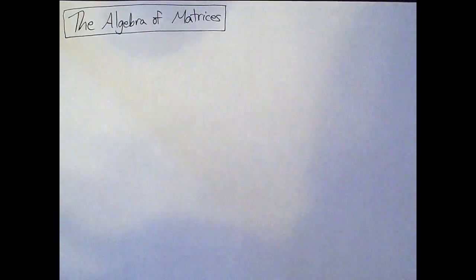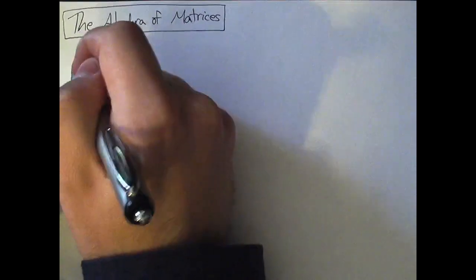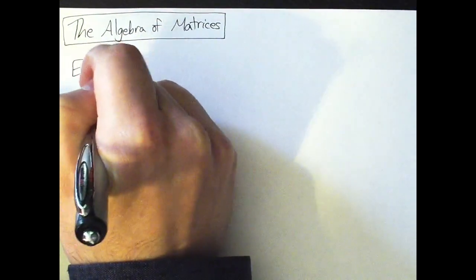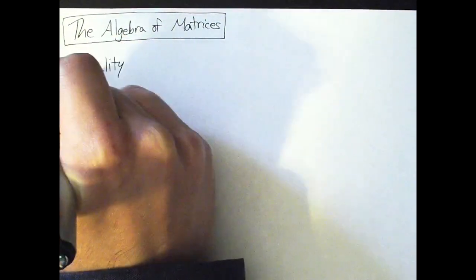So in this lesson, we're going to learn how to do different things with matrices, such as adding them together and multiplying them by each other. But first, we're going to start out with what does it mean for two matrices to be equal? So we're going to talk about equality of matrices.